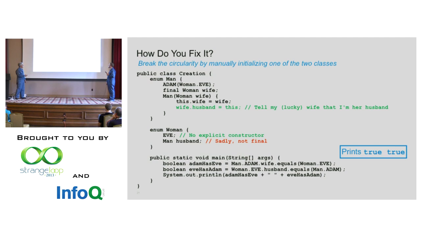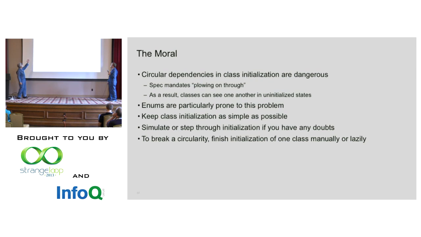If Eve's husband equals Adam, it does, and it prints true, true. Make sense? Wonderful. All right, and what can we learn from this one? Well, first of all, circular dependencies in class initialization are dangerous. If you have one, all hell can break loose.